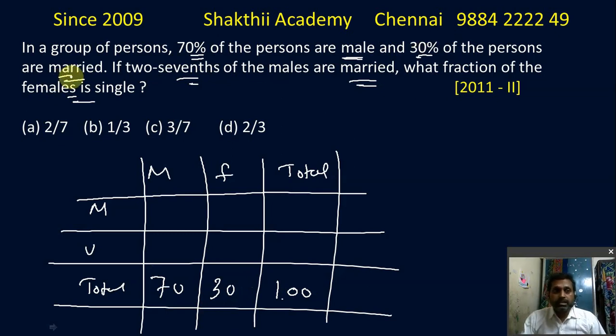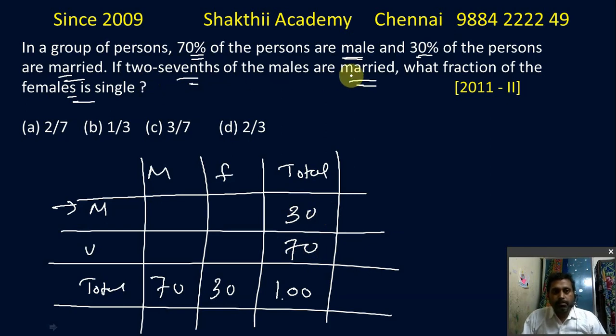30% of the persons are married. Out of 100, 30 people are married. So married is totally 30 people. That means automatically unmarried is 70 people. Totally out of 100, unmarried is 70 and married is 30.